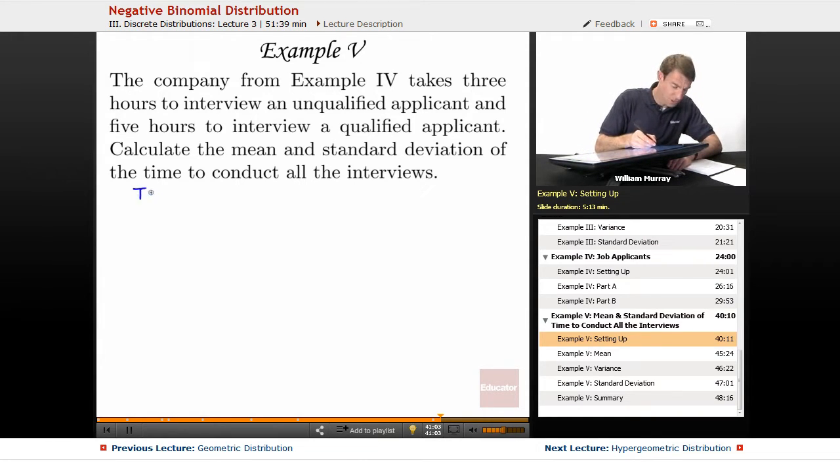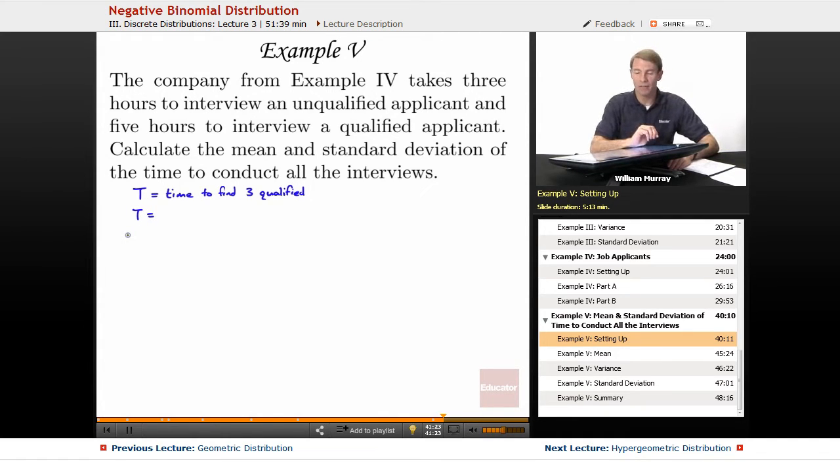I'm going to set up a variable. T is the time to find 3 qualified applicants. And let's think about how that would break down. So T, well, if you're going to find 3 qualified applicants, remember Y is the number of applicants overall. Number of applicants that we're going to talk to overall. Some of them are qualified and some of them are not. Y is the total number of applicants. And we're going to keep interviewing until we find 3 good ones.